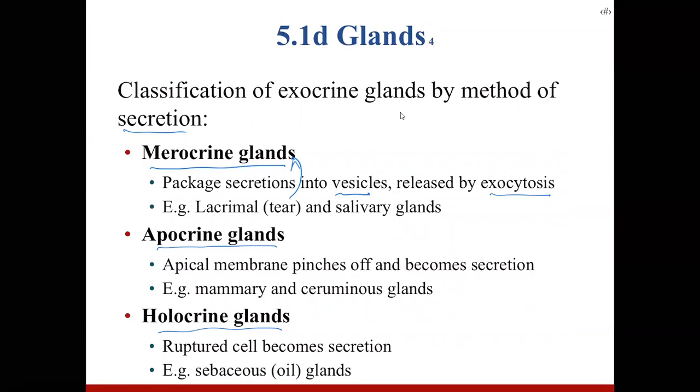Apocrine glands actually pinch off part of the cell, and that becomes the secretion. So that's mammary glands. Holocrine glands actually secrete the cells. So the cell sloughs. Those are sebaceous glands. I just want you to know these exist. I don't expect you to memorize what they do. It's here, but don't get hung up on this.